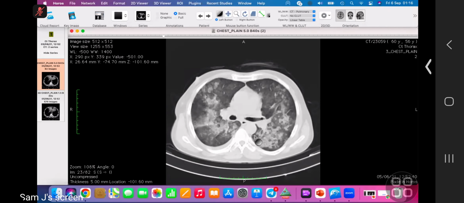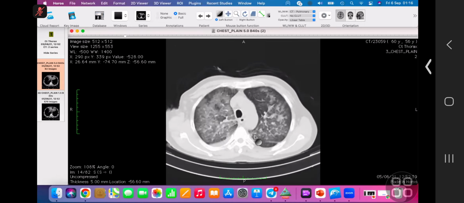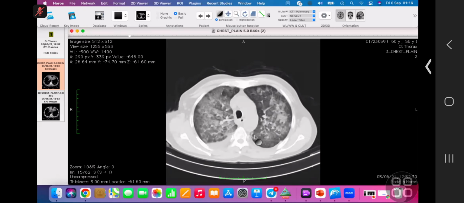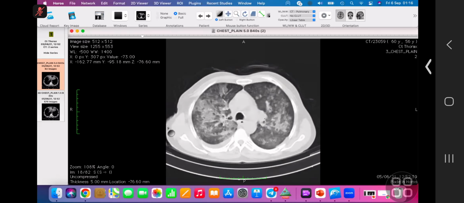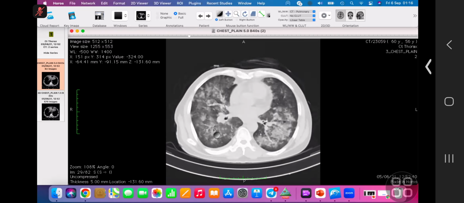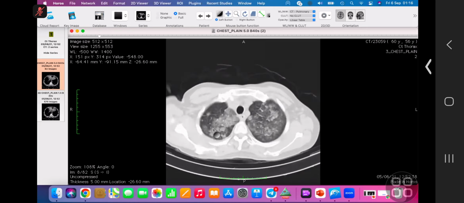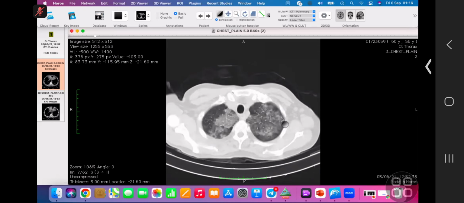So yes, we can nicely appreciate the fluffy airspace opacity. You can actually see it predominantly scattered in the lower lobes or the lingular segments. And as I scroll cranially up, I can appreciate the classic interstitial interlobular septal thickening, or the crazy paving pattern.